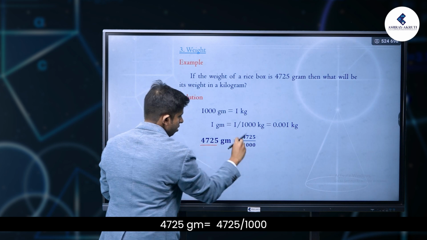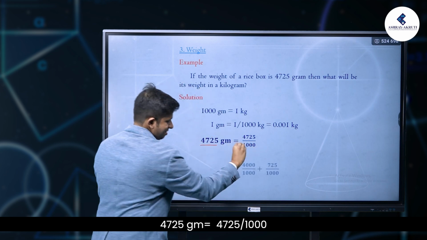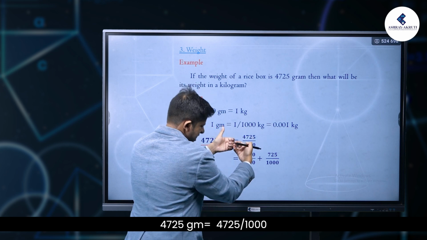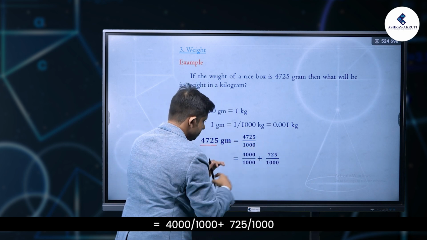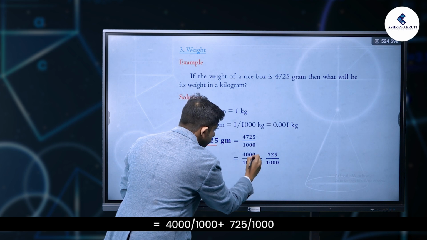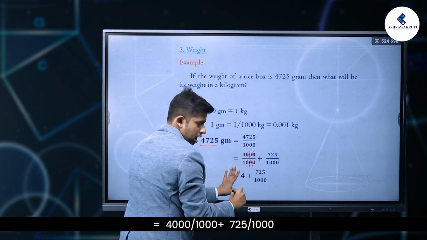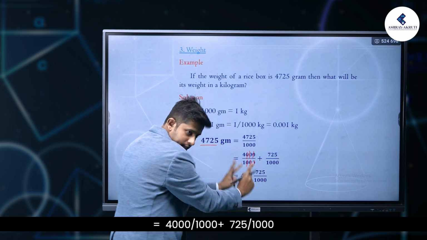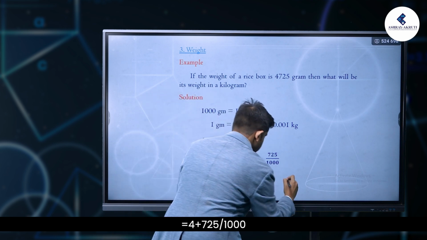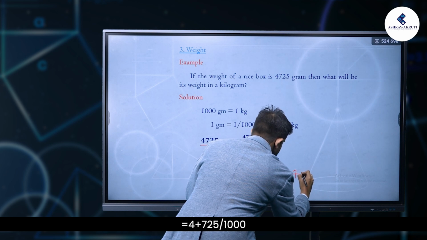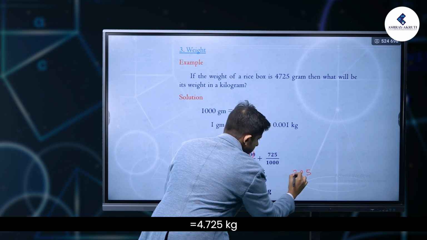4,725 gram is equal to 4,725 by 1000, which is 4,000 by 1000 plus 725 by 1000. Which is equal to 4 plus 725 by 1000, which is equal to 4.725 kg.